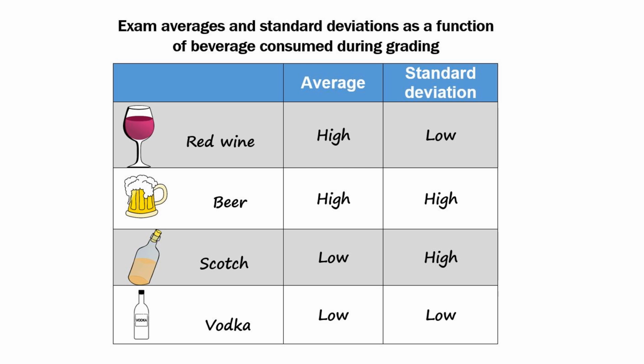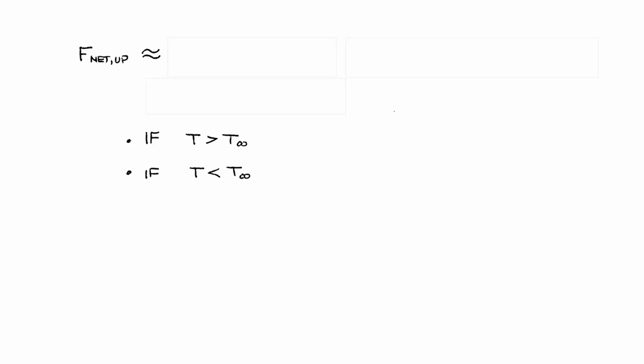In any case, let's get back to the problem at hand. The net force up on our fluid particle, remember, is the difference between the density of the fluid and the density of the fluid that's locally hot, times the volume of the particle times g.